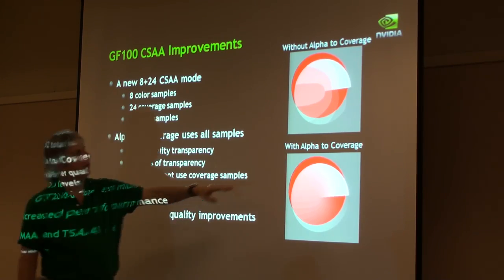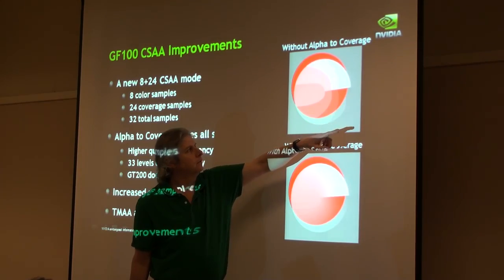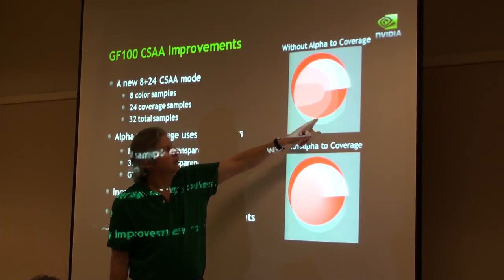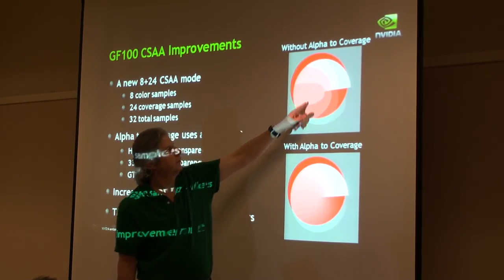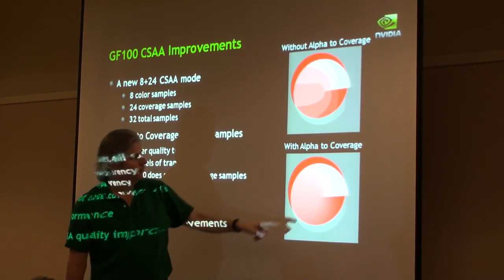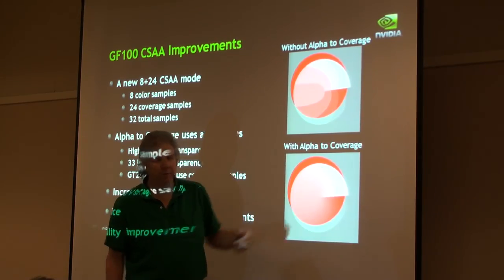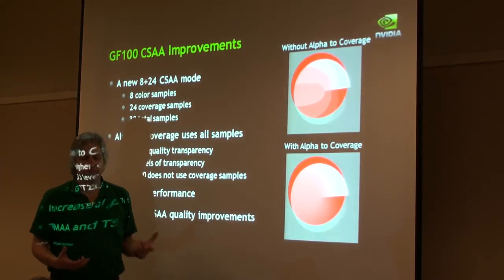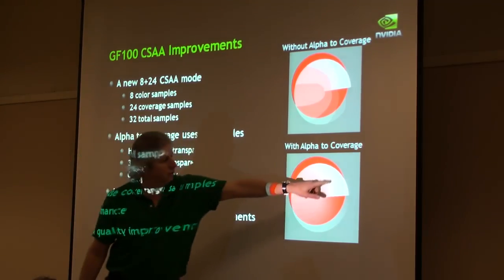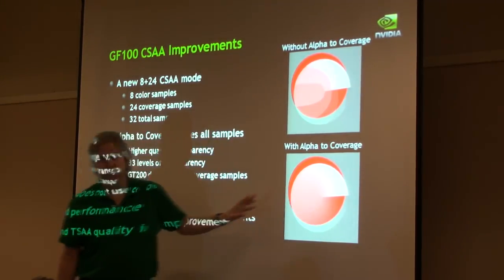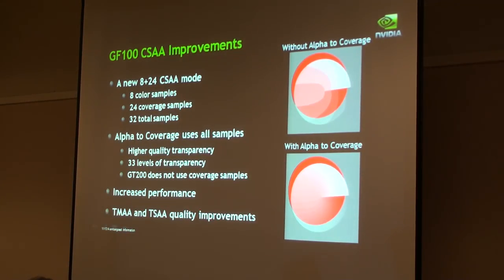So for instance, if you had an 8+8 mode on a GT200, and you painted this transparent disc, as it gets more and more transparent, you'd see these 8 levels of banding. Well, with GF100, since we've got this 32x CSAA mode, we actually use both the 8 real bits and the 24 virtual bits during the alpha coverage operation. You end up with 32 levels. There's still some banding, but it's much, much less.